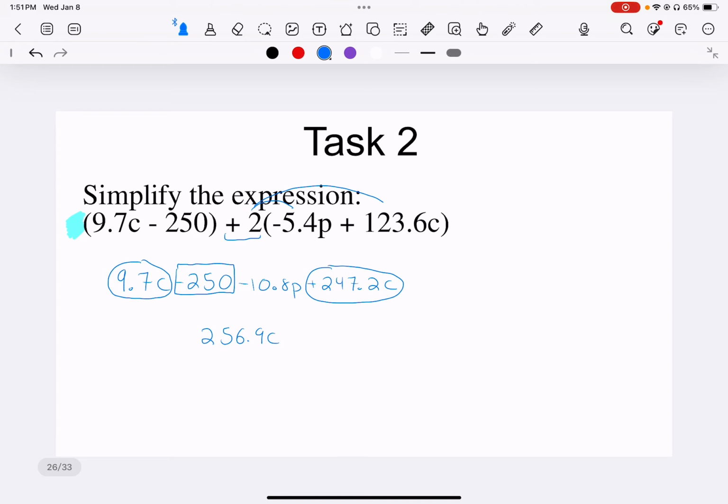Negative 250 does not have any like terms, so that's just going to come down. Negative 10.8p does not have any like terms, so that can just come down as well. And you want to write your answer with your variable terms in alphabetical order. So I have 256.9c minus 10.8p minus 250.